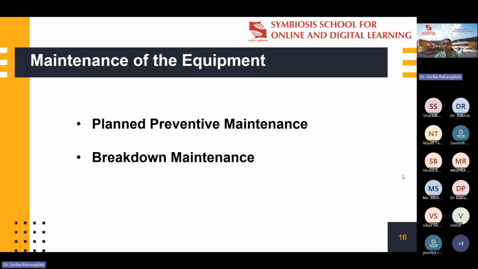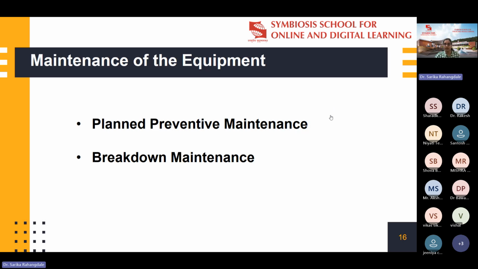The procedure and the intervals are usually established by the manufacturer and everything is planned in this regard. And the records of planned preventive maintenance should be maintained department wise and should be available at any point of time.